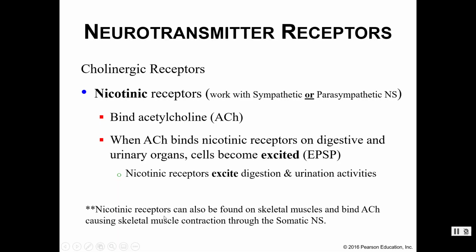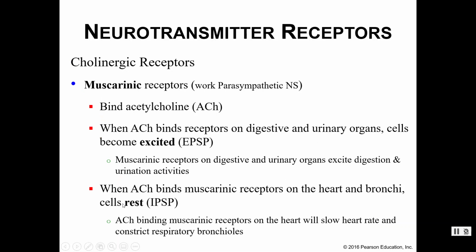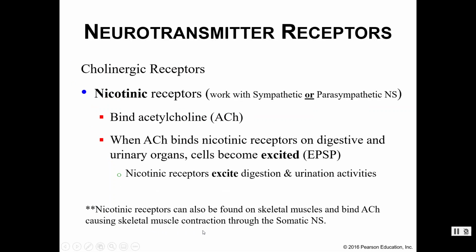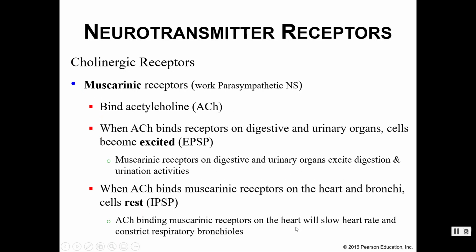Nicotinic receptors, again, can also be found on skeletal muscles. They'll still bind acetylcholine. And if we send acetylcholine to your skeletal muscles, what are we going to do? We are going to have skeletal muscle contraction. But just keep in mind that is your somatic nervous system, not the autonomic nervous system. It's just kind of a fun FYI. These are the same types of receptors, you get the same result, it's just a completely different part of your nervous system.